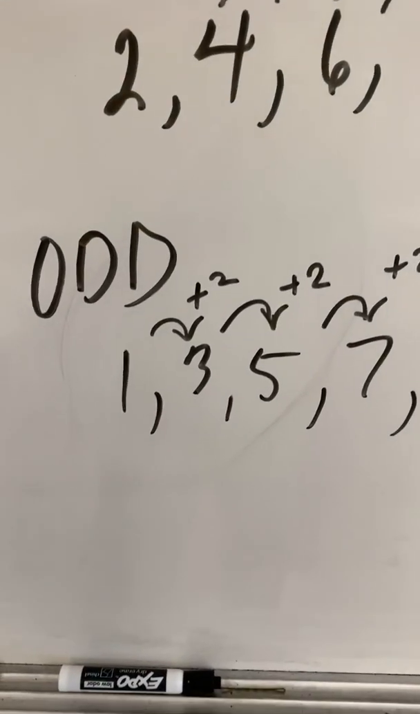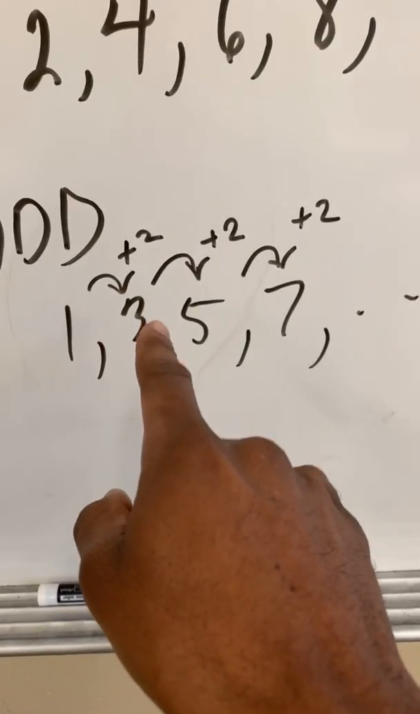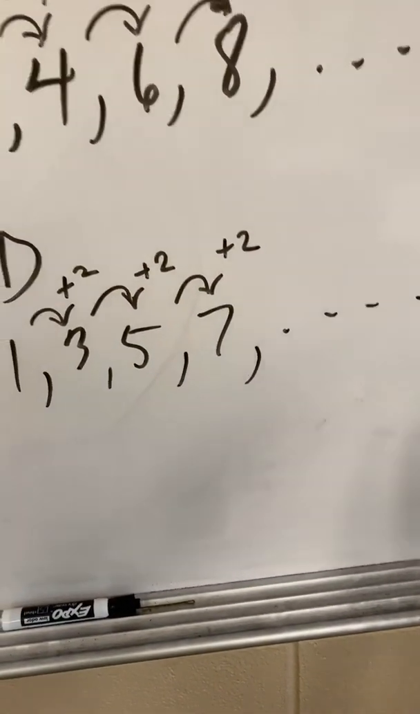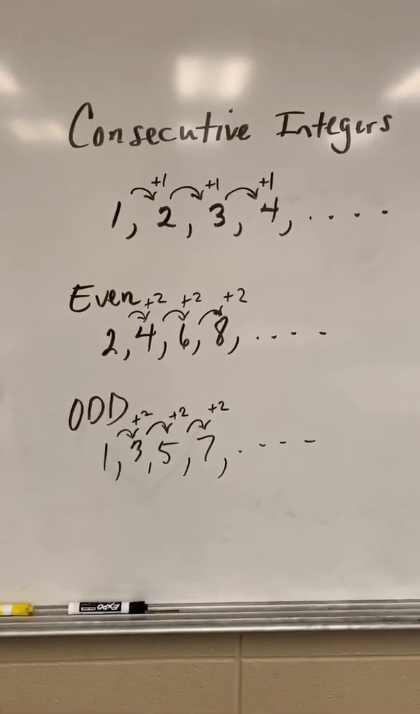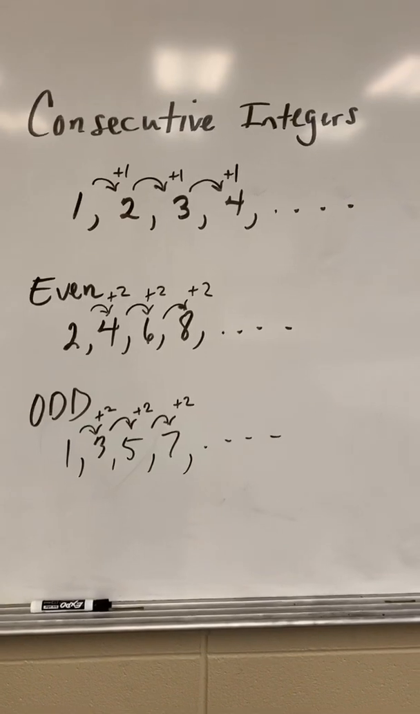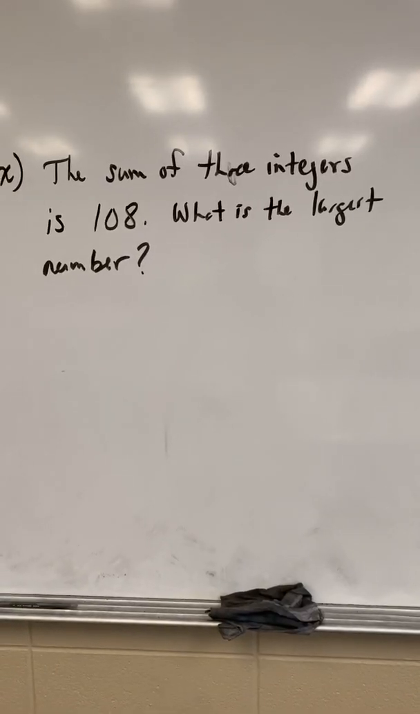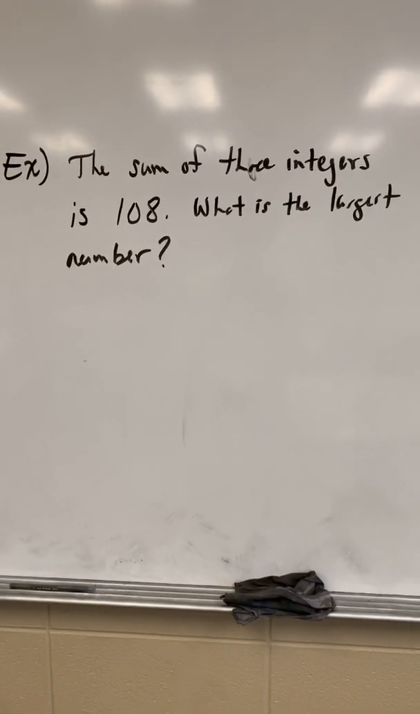Same thing if we look at odd numbers. If we start with 1, to get to the next one, we have to keep adding 2, and that's how you skip over your even numbers and keep landing on your odds. So evens and odds have a pattern where you add 2, whereas with your regular consecutive integers, you're just adding 1. The sum of 3 consecutive integers is 108. What is the largest number?